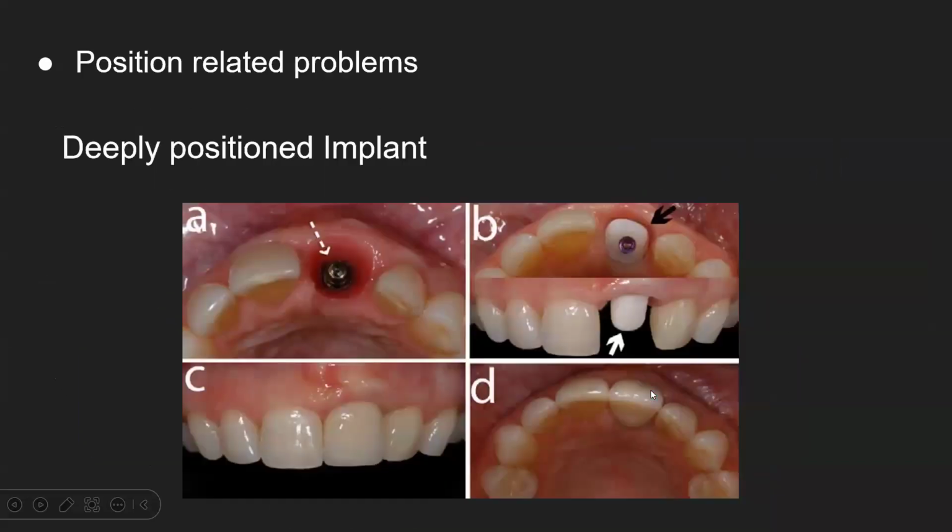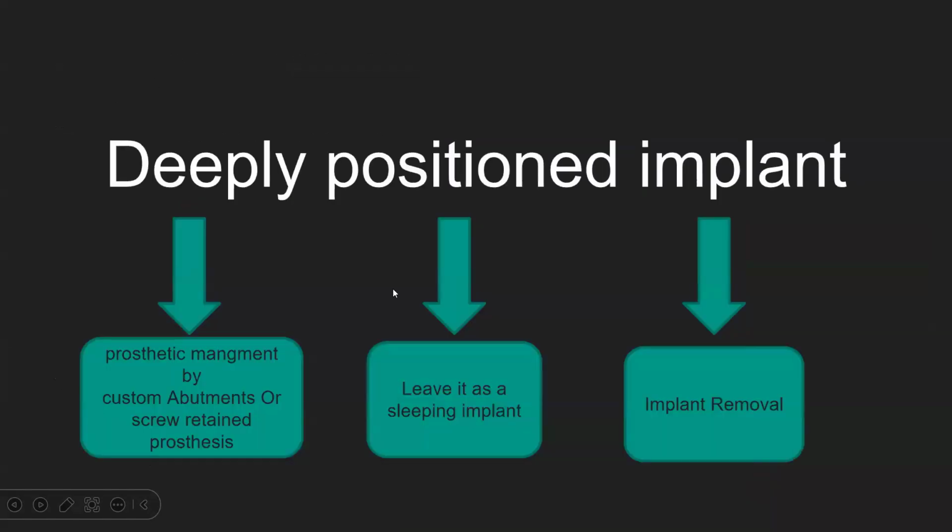So, another case, this case where we have a custom abutment and a cement restoration on top of it. To sum up our deeply positioned implants, prosthetic management by custom abutments or screw retained prosthesis. You can leave it as a sleeping implant if you don't need it. You have other implants, or you can choose to remove this implant if it is severely malpositioned.